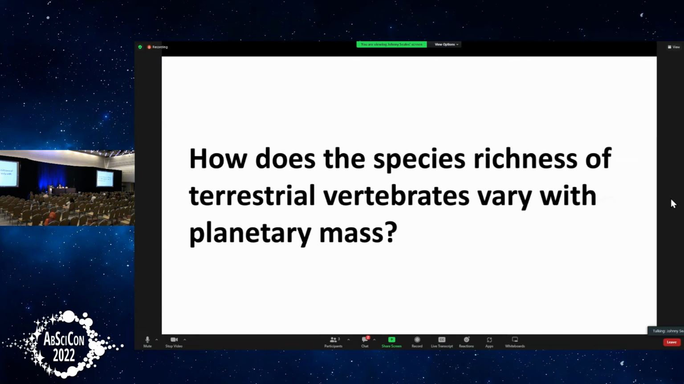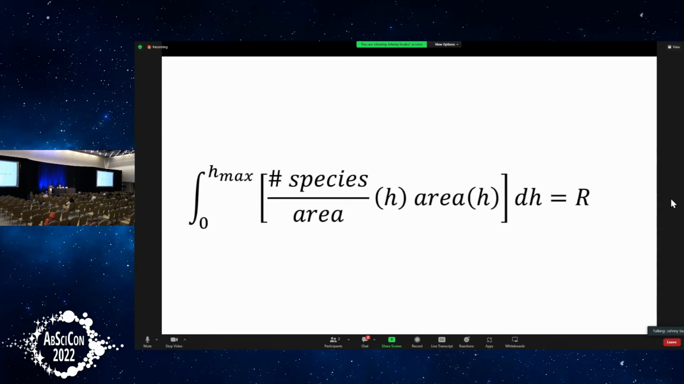So when we take these two pieces of information together, it suggested to our group that we could ask, how does the species richness of terrestrial vertebrates vary with planetary mass? We'll go about trying to create a theoretical model to answer that using the following equation.